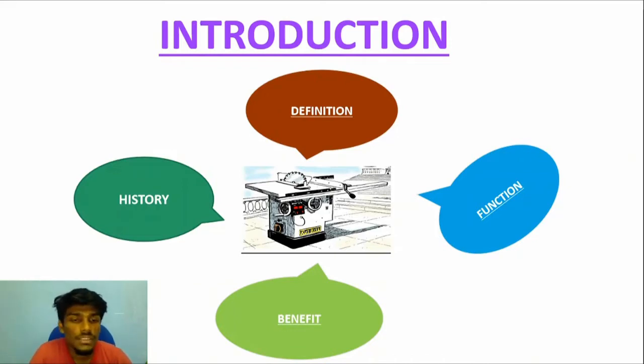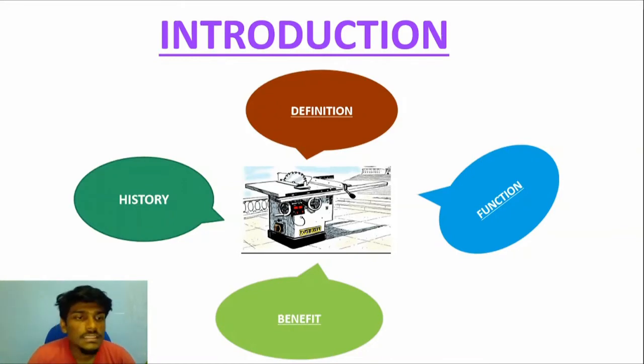Second is the benefit. Table saw machines are known to be larger and bulkier than a jigsaw, miter saw, or circular saw. However, they are nonetheless able to perform on larger wood, because the table saw will make a smooth cut for bigger blocks of wood or big and longer wood.